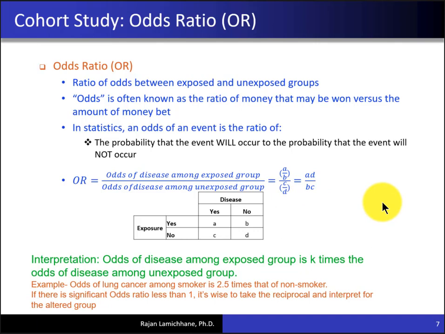And we can interpret the odds ratio in a similar way as the relative risk. But when you are interpreting the odds ratio, make sure that instead of saying probability or risk, you say odds. So the odds of disease among the exposed group is K times the odds of disease among the unexposed group. Here is an example: the odds of lung cancer among smokers is 2.5 times that of non-smokers. And if there is a significant odds ratio less than 1, then it's wise to take the reciprocal and interpret for the other group. So what does that mean? Let's discuss in the next slide.